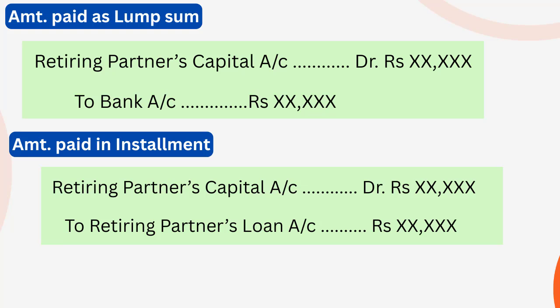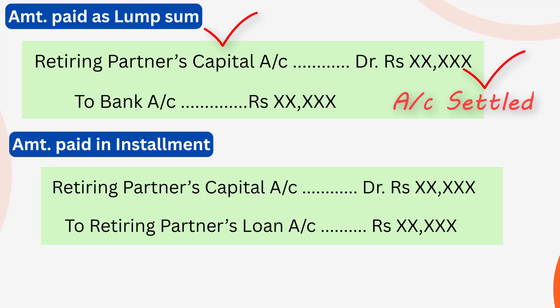If the entire amount due to the retiring partner is paid in one go as a lump sum, what would the journal entry look like in this case? The journal entry would look like this. With this, you settle all the dues with the partner, and the partner is now out of the business. You don't owe them anything. The account is fully settled.